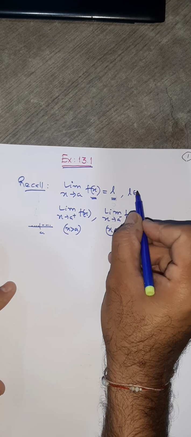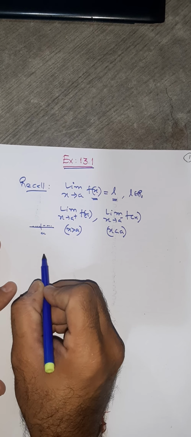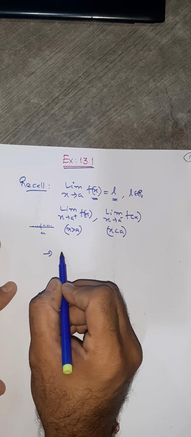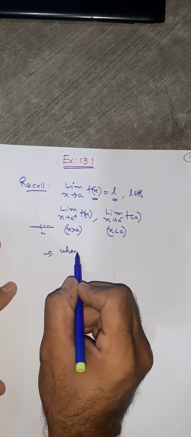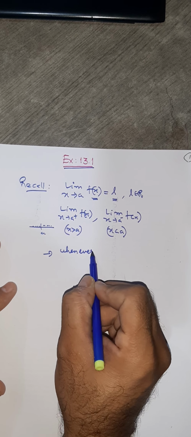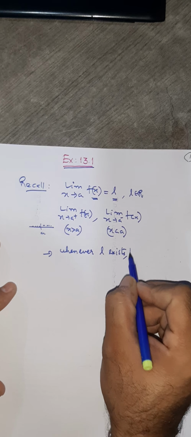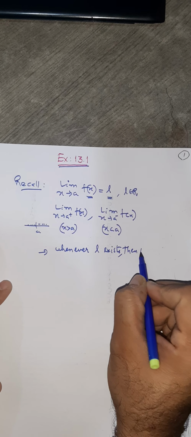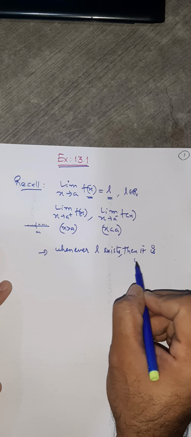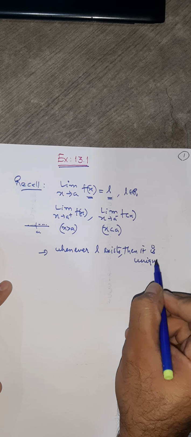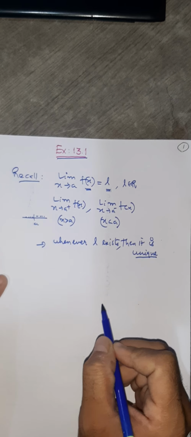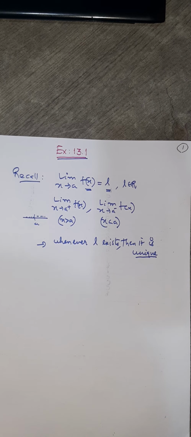Your L is any number, remember. And whenever the limit exists, then it is unique. Unique means exactly one. If the limit exists, then it has to be one and only one. A function cannot have two different limits, remember.